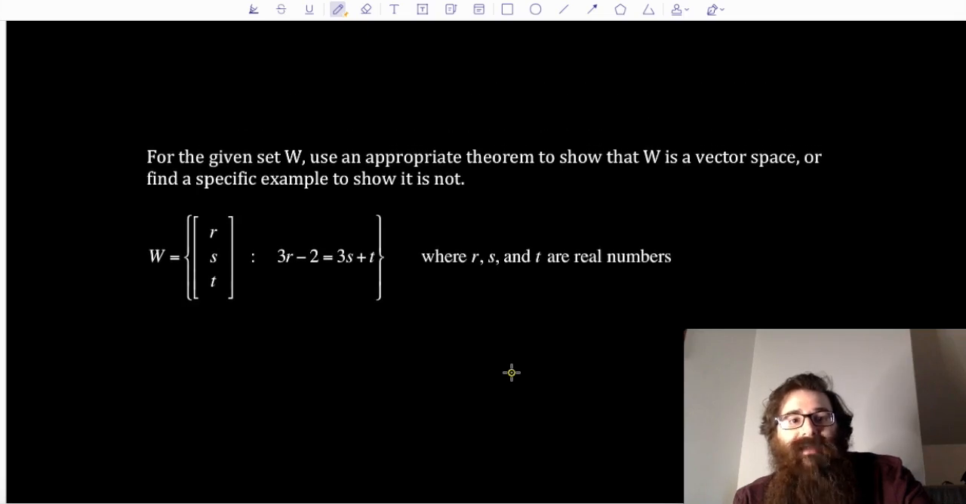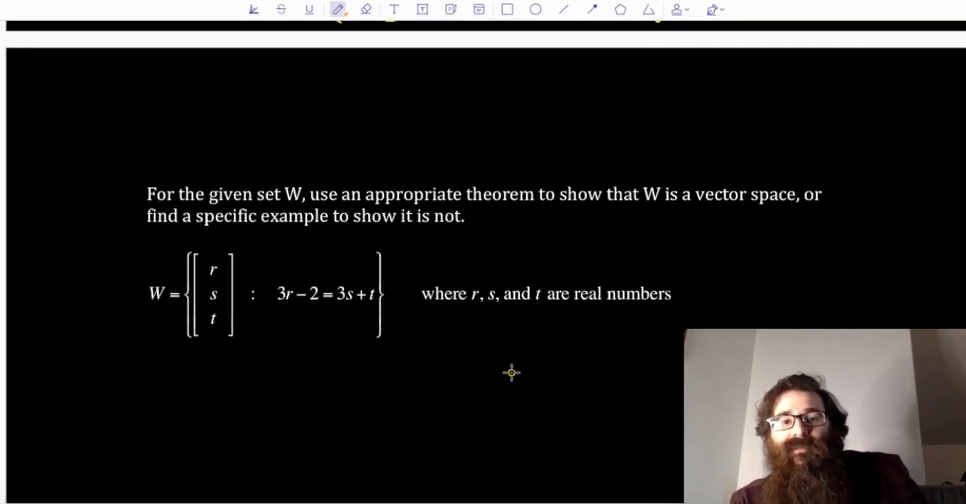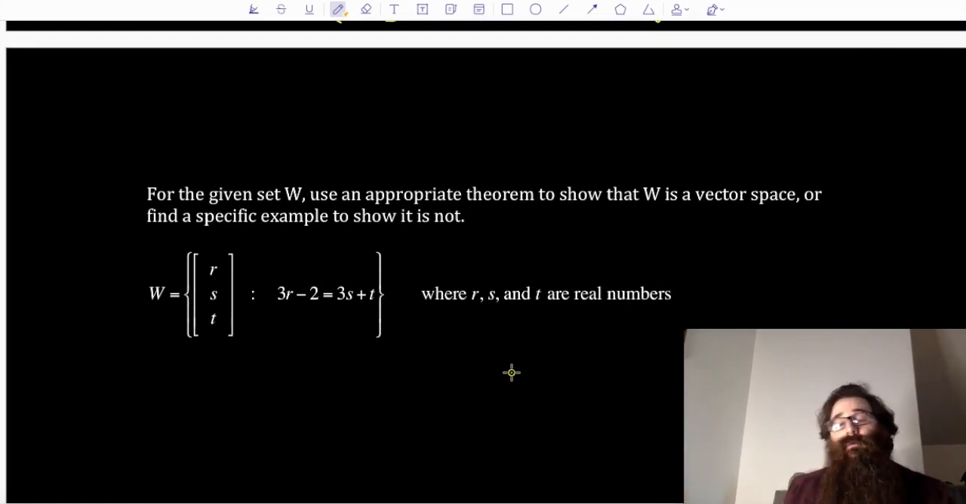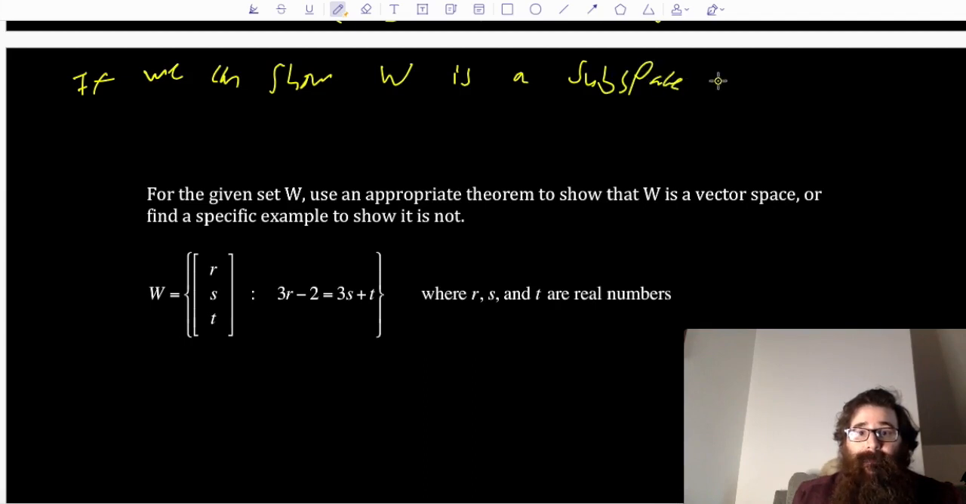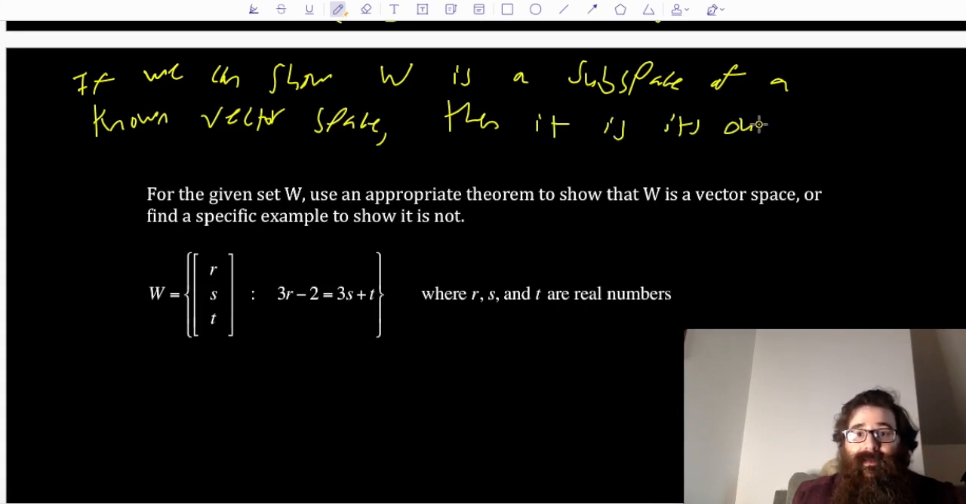If I want to show organically that something is a vector space, I have to show that it satisfies not one, not 2, not 3, but 10 vector space axioms. That's a lot of work, and I don't want to do that. So what is our workaround? Our workaround is as follows. If we can show that W is a subspace of a known vector space, then it is its own vector space.